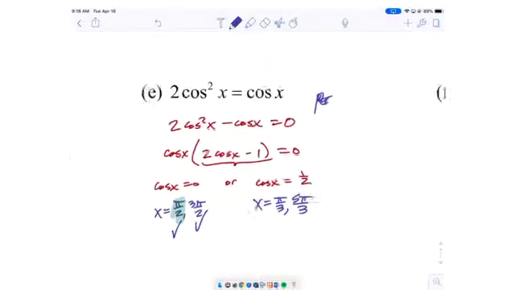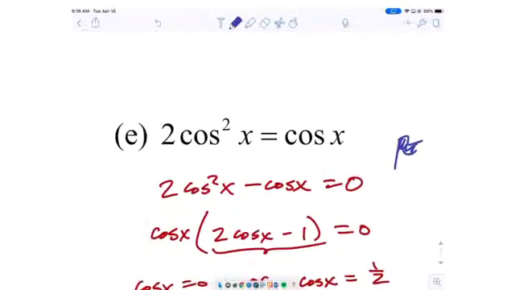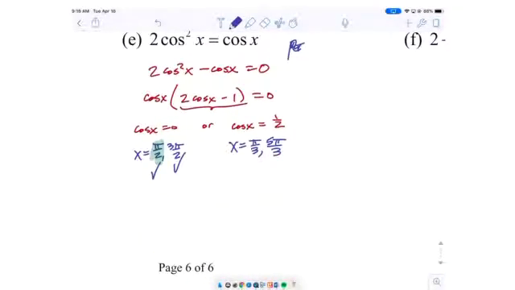Okay. Now let's try the pi thirds. What's cosine of pi thirds? A half, right? What's a half squared? A fourth. What's a fourth times 2? A half. So that is a half. And what's cosine of pi thirds? A half. Yeah, so this one's going to work. Should 5 pi thirds work as well then? Yes. So all 4 of them work.